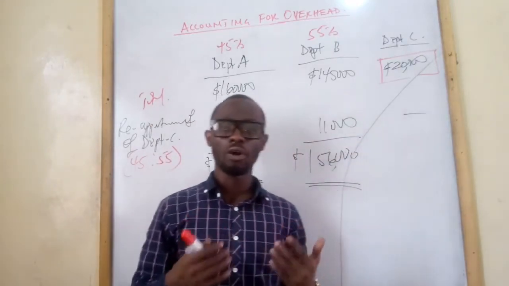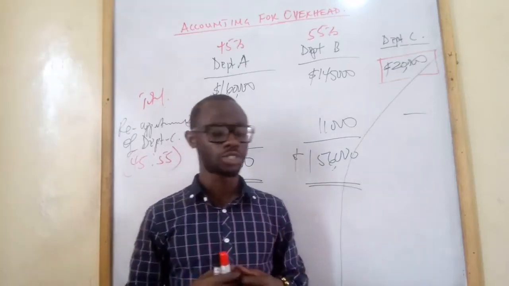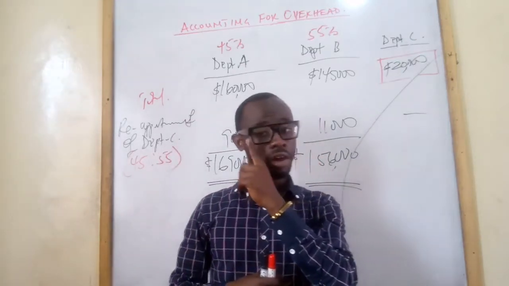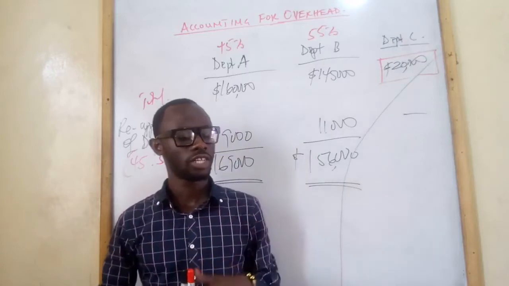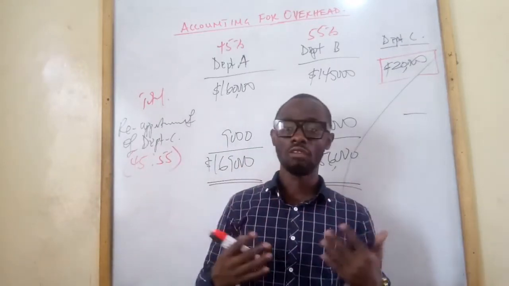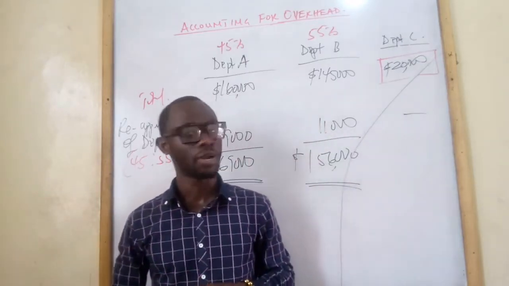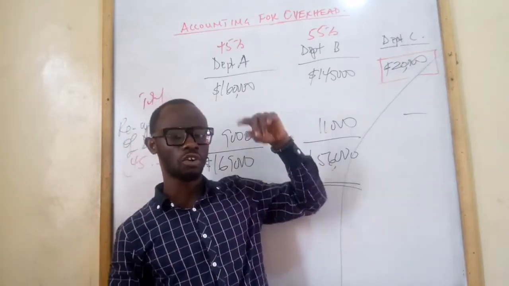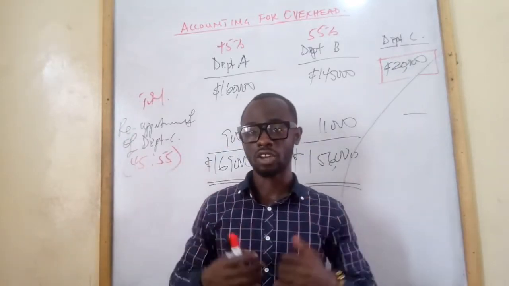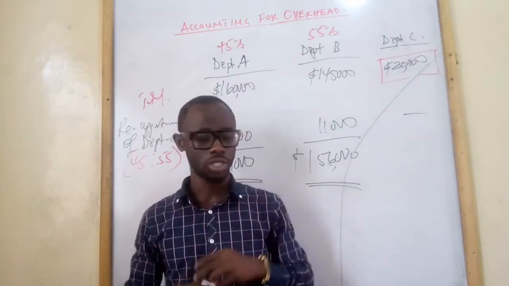So in performing or calculating overhead absorption rates, there are 4 steps that we are going to follow. The first thing is to estimate the total overhead costs that we are going to be incurring in the period. And from the example we solved a moment ago, the total factory cost was 700,000. That's the first thing we do.